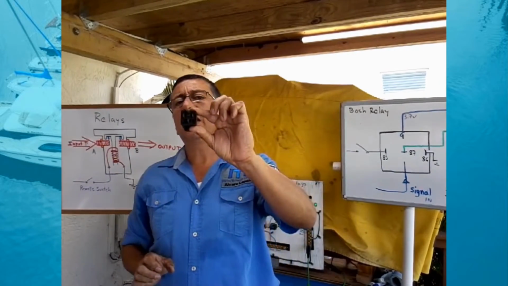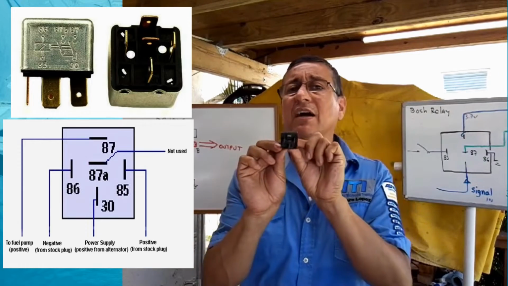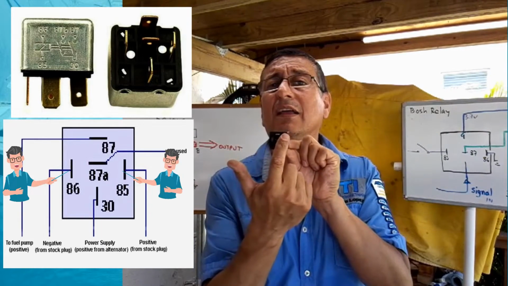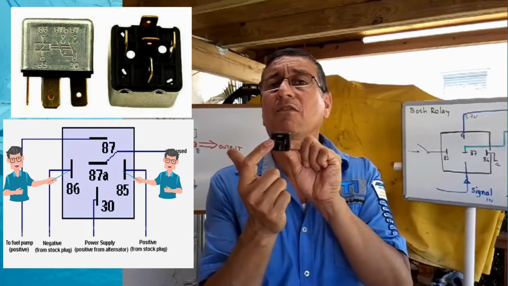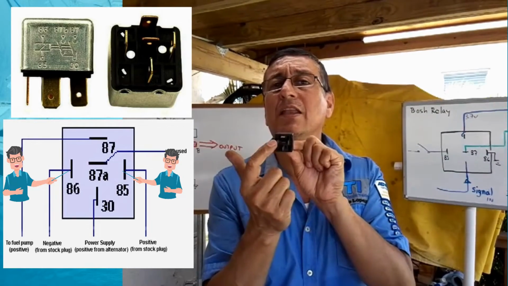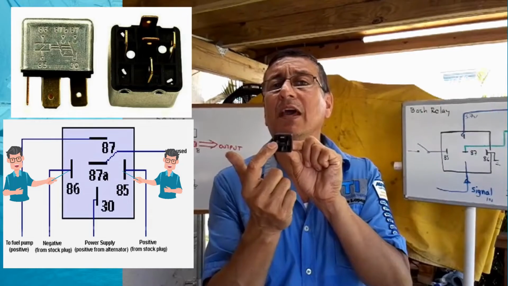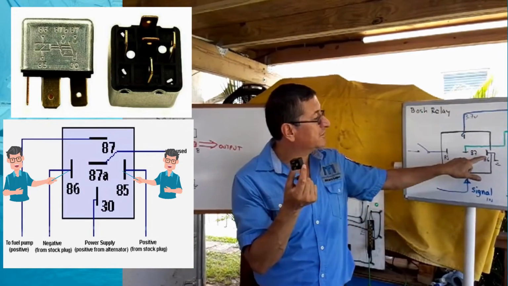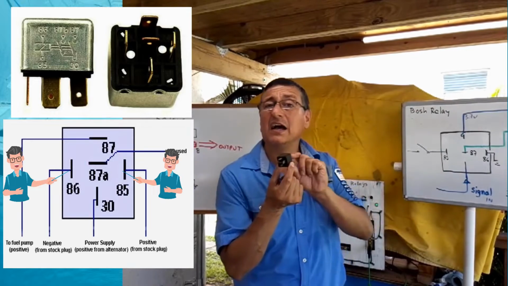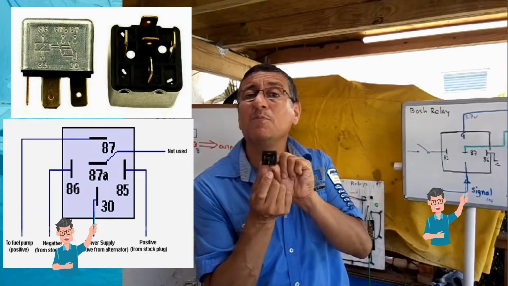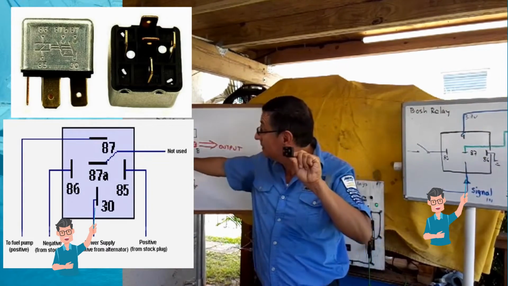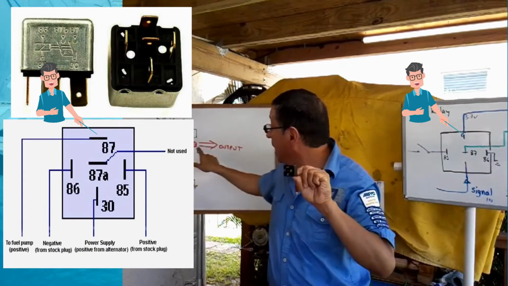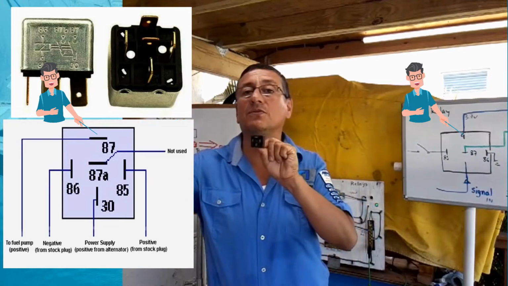How does this relay work? This is the coil. The nomenclature for the coil terminals is 85 and 86. 85 and 86 for the coil. And this is the input signal that I want. And this one on top should be the output signal that I want to send.